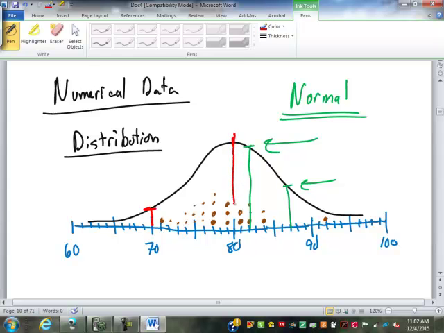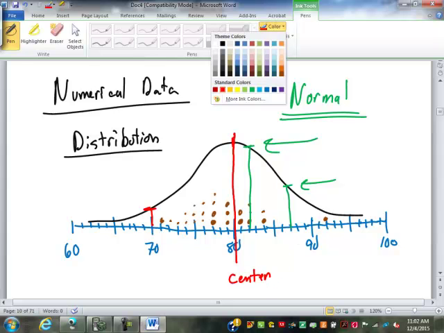If I cut the bell curve straight down to the highest point, which appears to be at 80 here, it should be symmetrical, or the exact same shape, just a mirror image from one side to the other. Now I drew this poorly, so mine isn't, but imagine that it is. That should be in the middle of the data. That is the center of the data. The other thing we measure is the width, or the spread.